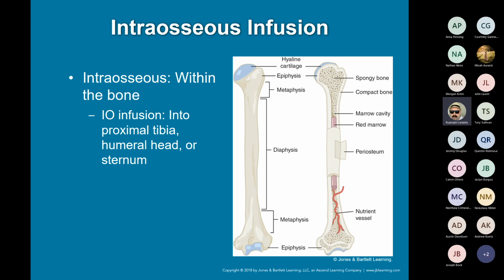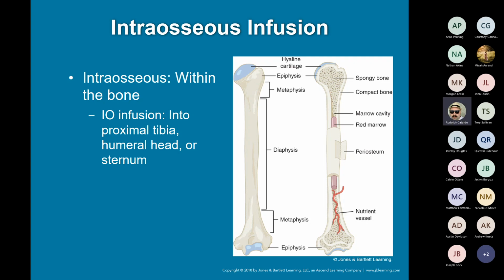What we're essentially doing at that point is placing a needle into the spongy part of the bone, into the area where fluids and medications can still be absorbed, because we do have blood vessels within that spongy part of our bone, if you're looking at that diagram right there as well.